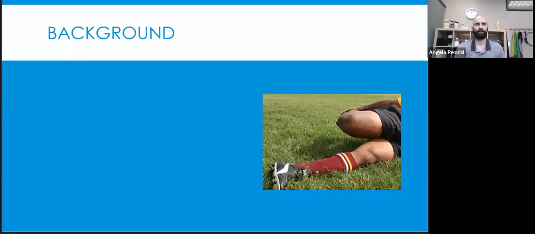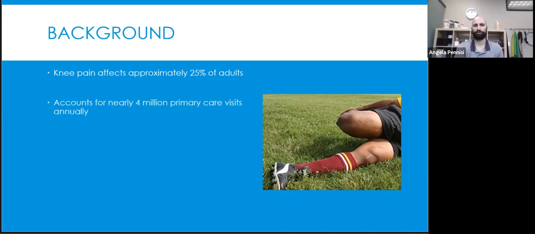So to give you a little background on knee pathologies in general, the estimated amount of people that deal with knee pain is about 25% of adults. I think it actually stems from arthritis specific studies. So that's more specific to arthritis related. So it doesn't necessarily account for all knee pain at some point in someone's life. People are saying for arthritis, about 25% of adults deal with some knee pain related to that. Knee pain generally accounts for about 4 million primary care visits annually. So again, a relatively common problem.